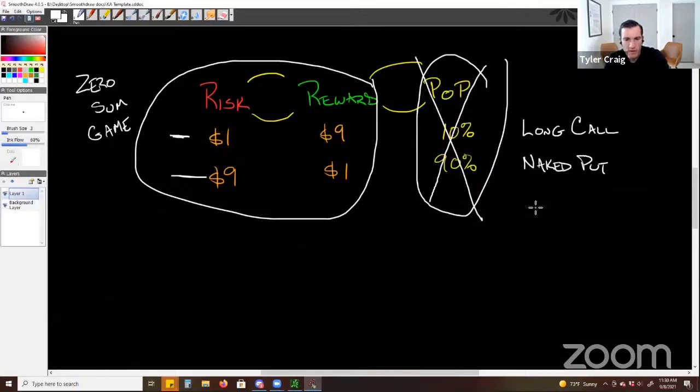You have a lot more control over how you structure your bets with this risk reward versus probability of profit.